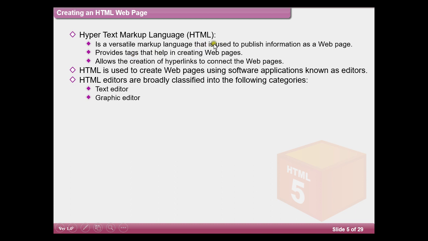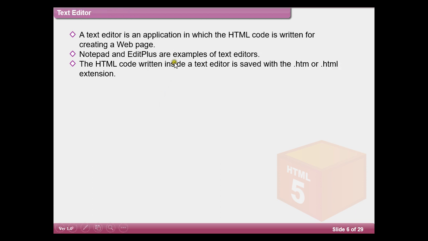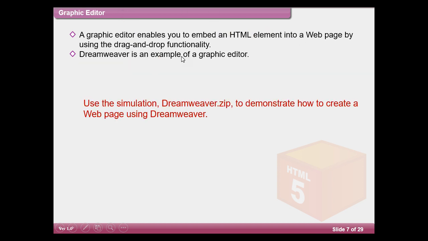Now HTML is basically a versatile markup language that's used to publish information as a web page. Right, and HTML is used to create web pages using software applications known as editors, and we are using Dreamweaver as an editor, right? We have many text editors, like Sublime Text, Notepad++, Dreamweaver, text editor, graphic editor, and many different editors are already there, right? A text editor is an application in which HTML code is written, right? We know these things, so let me just push through.